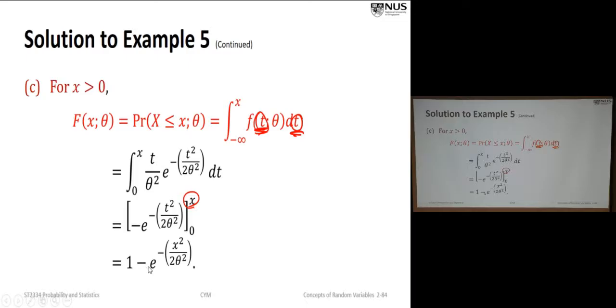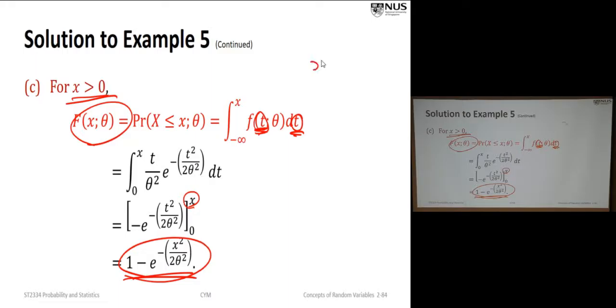And don't forget, this equal to this is not true for all x. So when is this a valid expression for the CDF? It's only when x is bigger than 0. If x is less than 0, it does not equal this one. Why? What happened to those x such that x is less than 0?